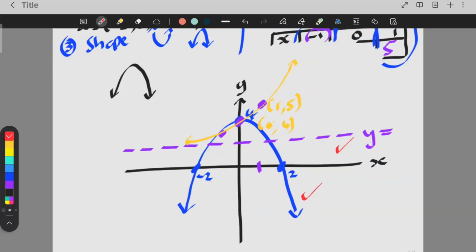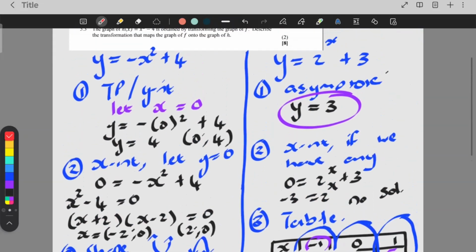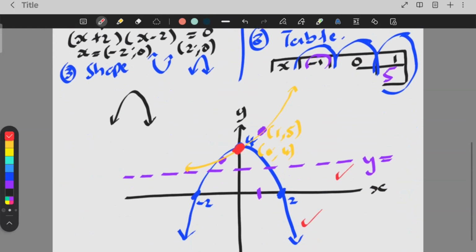Then for the exponential, you get a mark for that y-intercept. Then you get a mark for the shape that went like that. And then you get a mark for the asymptote, showing the asymptote. So this is y is equal to 3. So that is also a mark. And that's how you would get 5 marks for sketching this function.